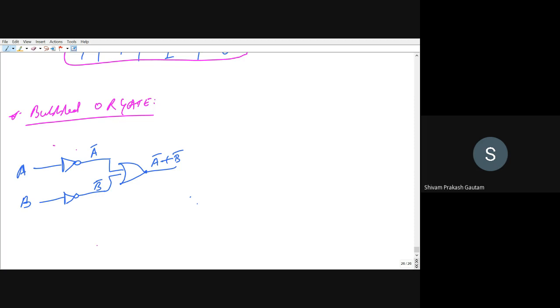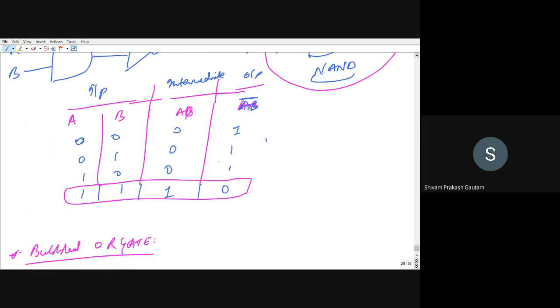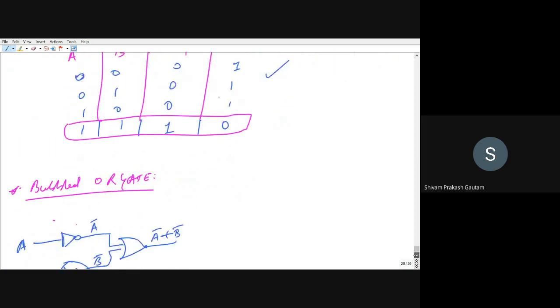In short, you can represent this logic as an OR gate with bubbled inputs. Bubbled means a NOT gate or complementary gate, so this bubble represents the NOT gate. So you can write inputs A and B, and the output will be A bar plus B bar. Why are we studying this bubbled gate? Because its truth table will be similar to the NAND gate.